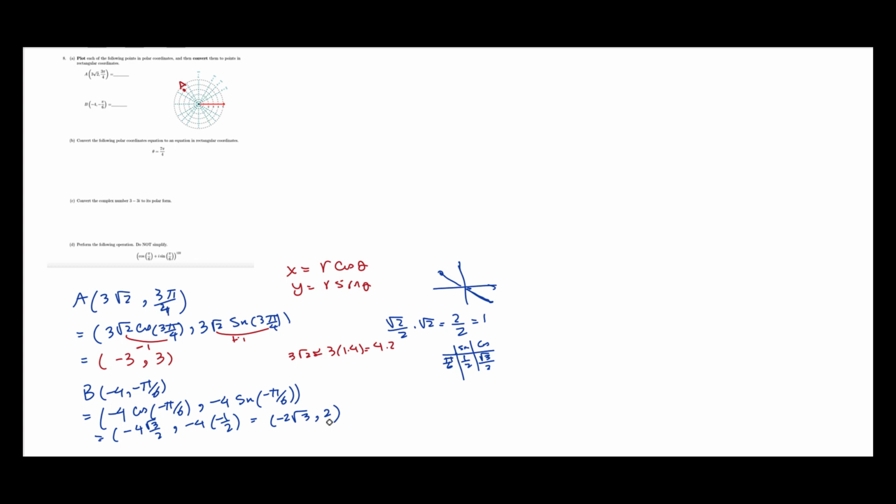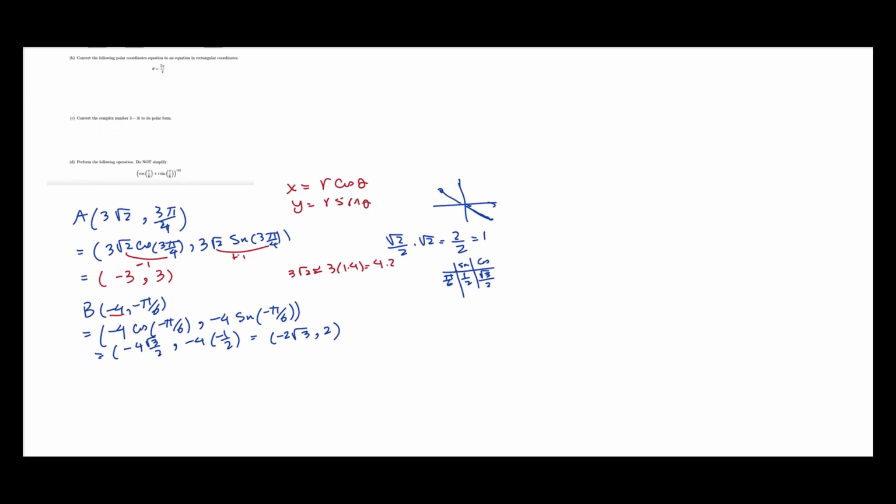Now I don't need to go back to this to find B on the polar plane. All I need to know is that the radius is negative 4 and the angle is negative pi over 6. So negative 4 and negative pi over 6 is right about here. And because the radius is negative, you have to go in the opposite direction, and you find B right there.